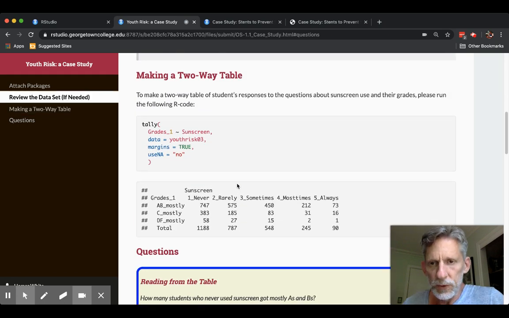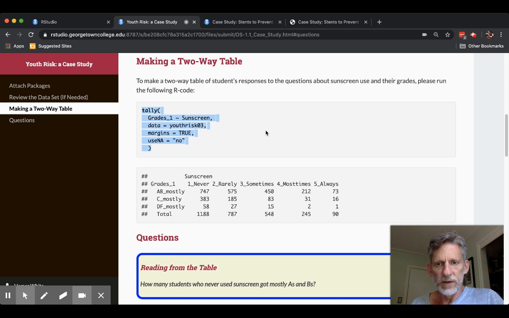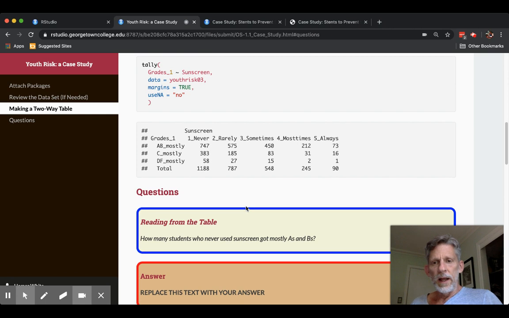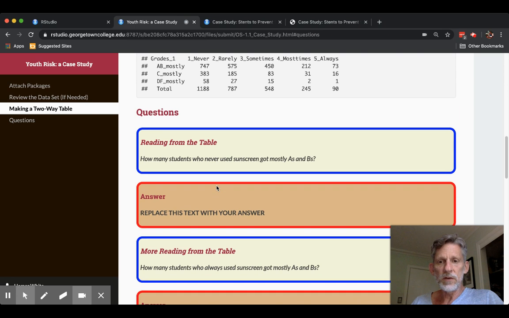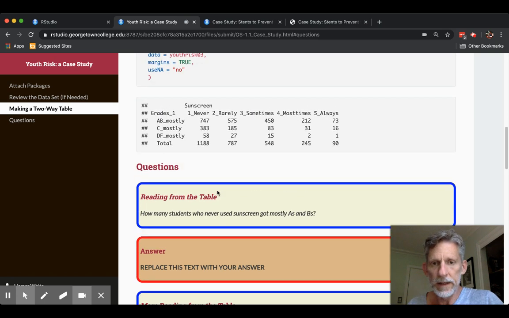So how about this making a two-way table? To make a two-way table of students' responses to the question about sunscreen use and their grades, please run the following R code. Tally, grades 1 versus sunscreen. And when you knitted up the DA, it went ahead and ran that code, so you can see the table right here in the DA. And studying that table, you could then start answering these questions pretty much in the same way that you studied the stents table and answered some of those questions in the slides.